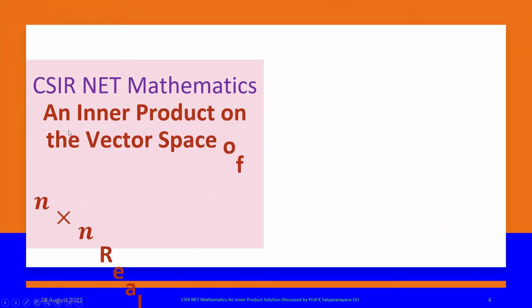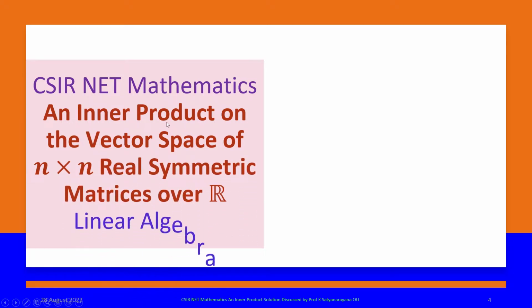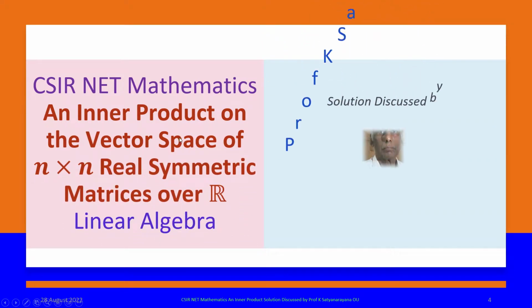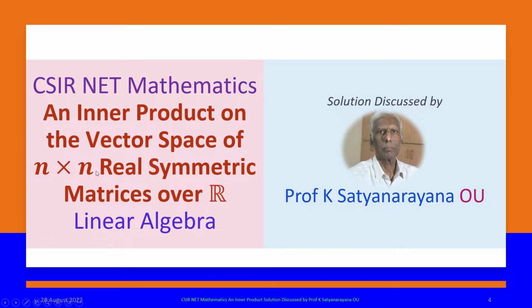We now discuss an inner product on the vector space of n by n real symmetric matrices over the field of real numbers, from the section Linear Algebra. We defined an inner product and we will show that it satisfies all the properties of the inner product.